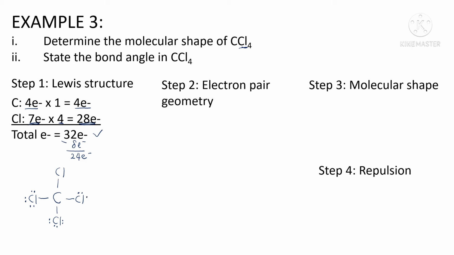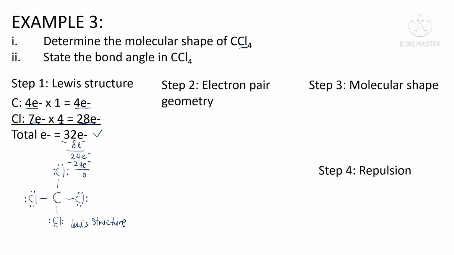By putting 6 electrons on each of the chlorine atoms, we have drawn all the 24 electrons. So no more electrons left to put on the central atom. And carbon, being the central atom, has also achieved octet, and therefore this is the Lewis structure for CCl4. Step number 2 is to determine the electron pair geometry for CCl4.